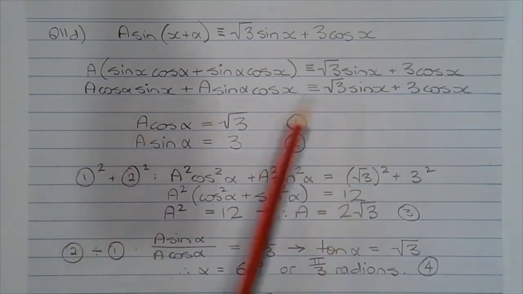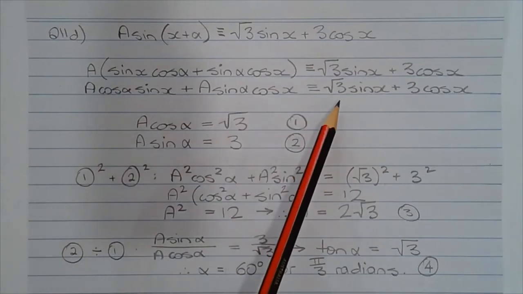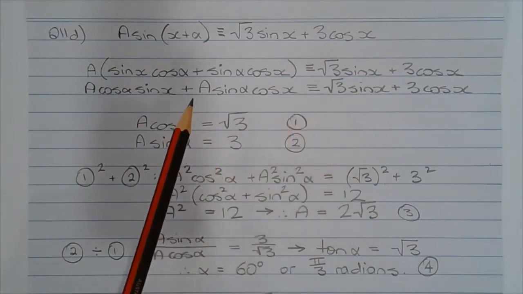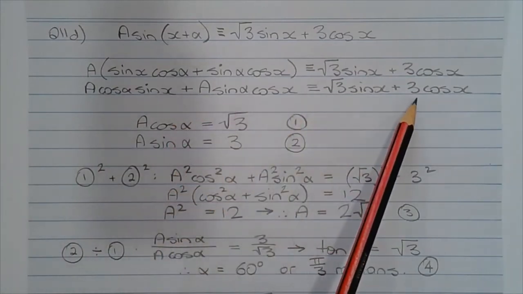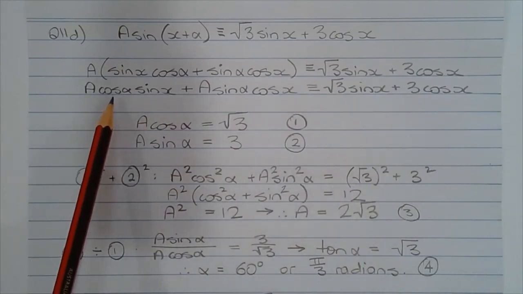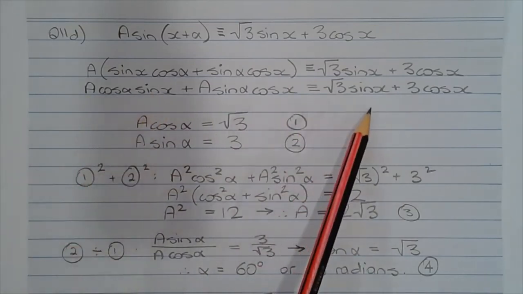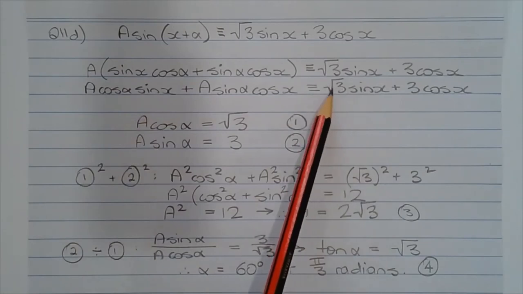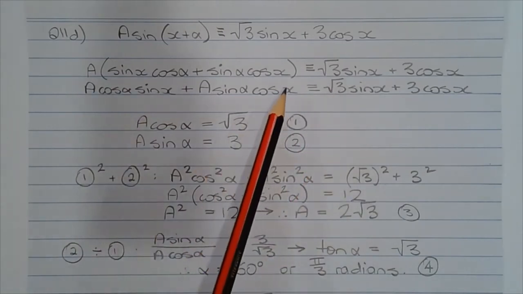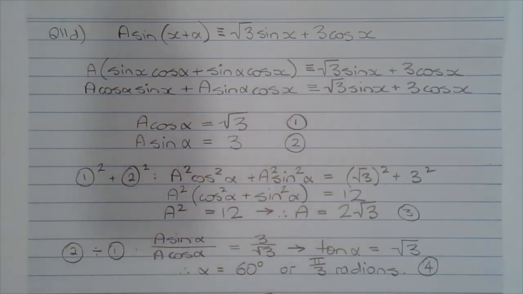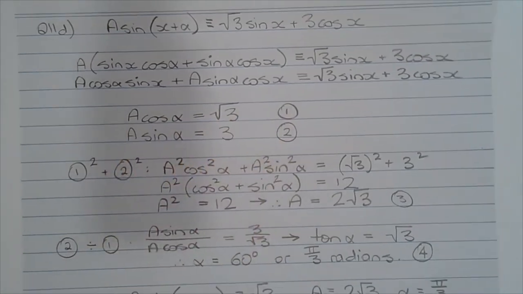Now equating the coefficients of sine x and cos x, we have a cos alpha is equal to the square root of 3, and a sine alpha is equal to 3, since a cos alpha is the coefficient of sine x, and that should equal the coefficient of sine x on the right hand side, which is the square root of 3, and likewise for the coefficient of cos x. So we can write that as two equations. A cos of alpha is equal to the square root of 3, and we'll call that equation number 1. And A sine of alpha is equal to 3, and we'll call that equation number 2.